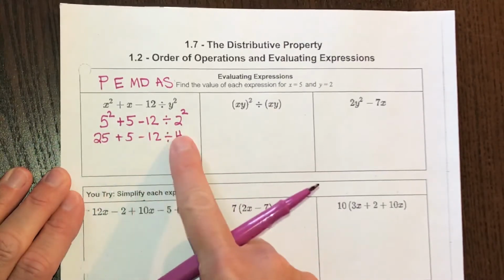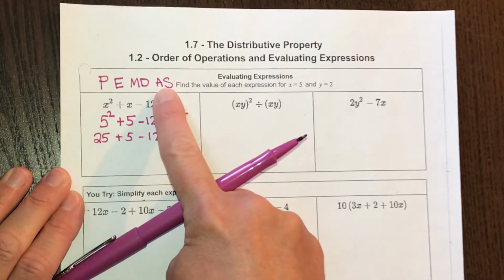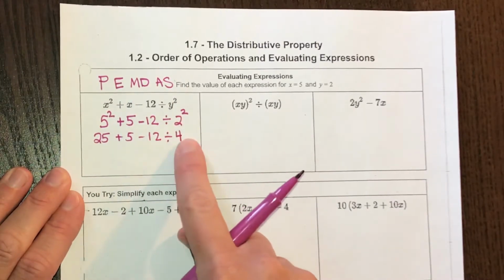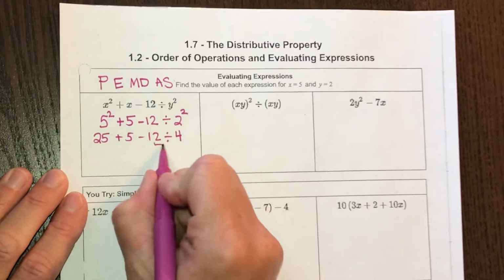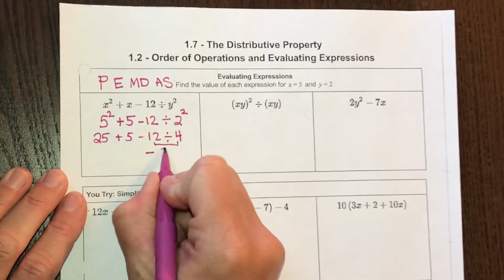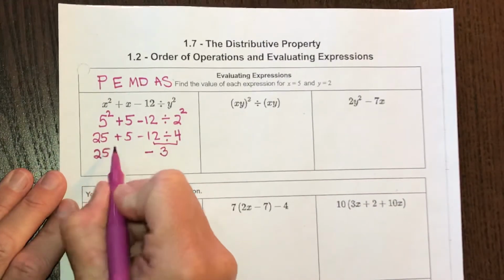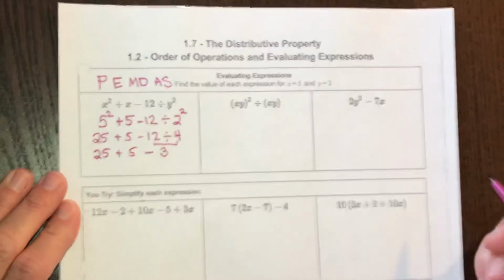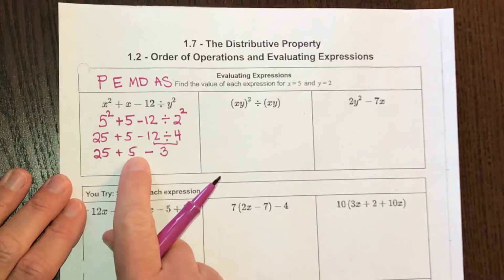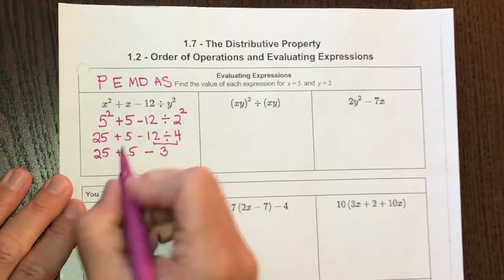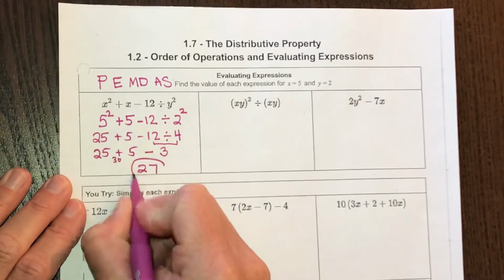And now what I'm going to do is go back to my order of operations and do division before I do my addition and subtraction. Negative 12 divided by 4 is going to be negative 3. Then I have 25, that stays, my plus 5 stays, and now in order from left to right, I'm going to take 25 plus 5, which is 30, and 30 minus 3 is 27.